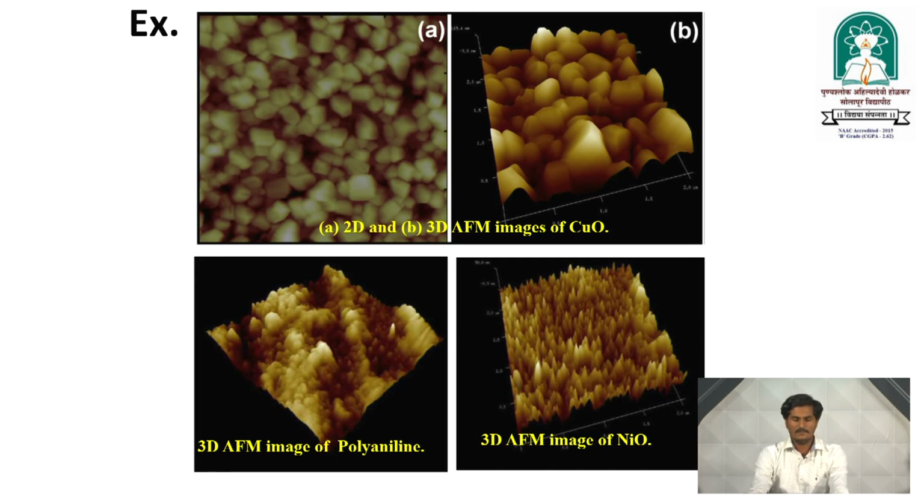These are some examples of AFM images. There are 2D and 3D AFM images of copper oxide. This copper oxide material was synthesized in our FMRL, Functional Material Research Laboratory, by using the thermal evaporation technique. Figure A shows the 2D image of the copper oxide, and figure B shows the 3D image of the copper oxide material.